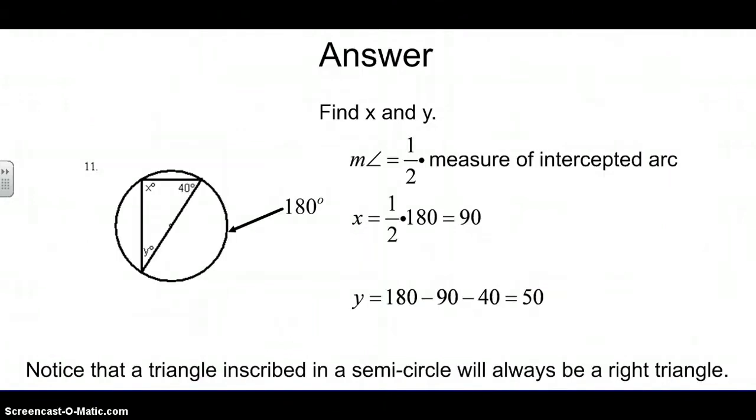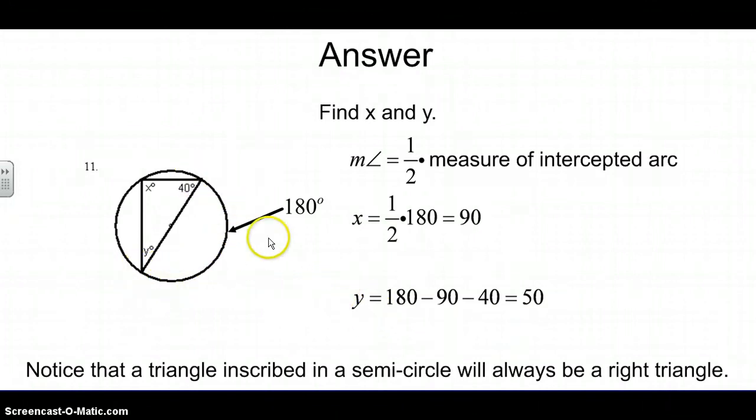So, what you need to recognize is that this semicircle here is 180 degrees. Therefore, I can solve for x by substituting into my equation again. The vertex for the angle, whose measure is x, is on the circle. So x has to be equal to 1/2 the measure of the intercepted arc, which is 90 degrees. And I want you to notice that anytime I inscribe a triangle in a semicircle like this, my angle must be 90 degrees because it intercepts this 180 degree arc.